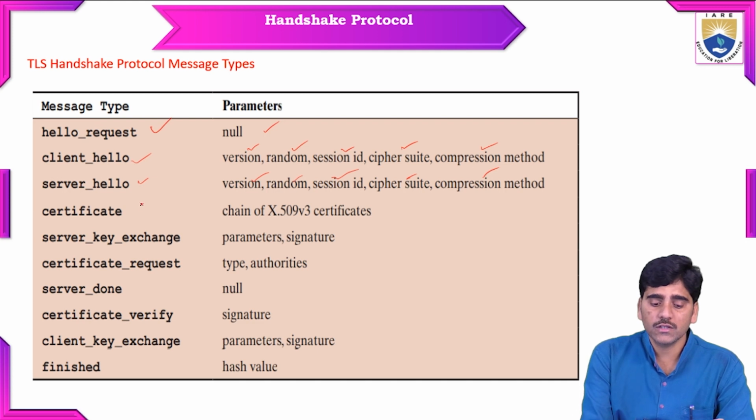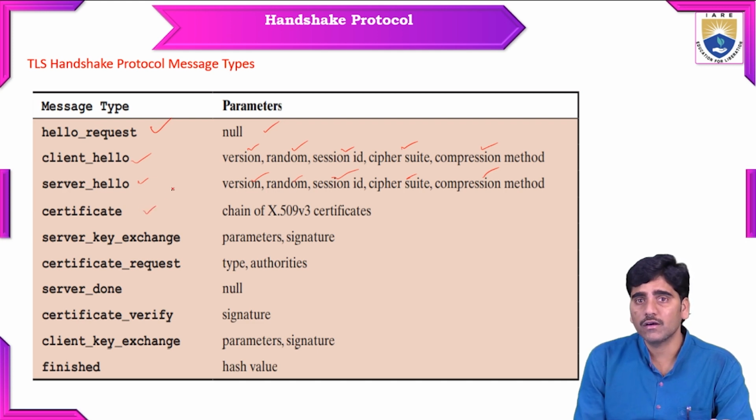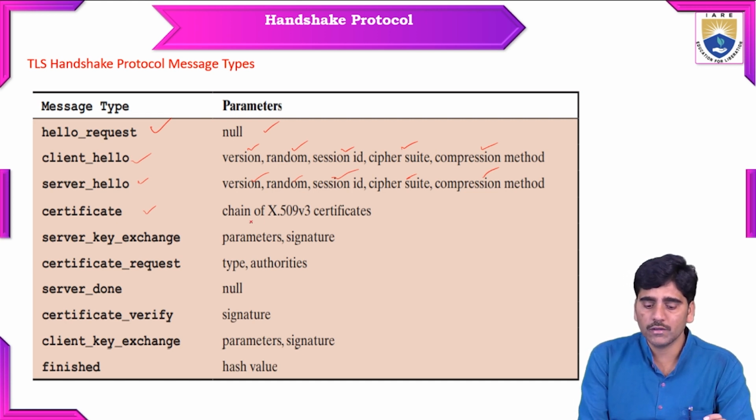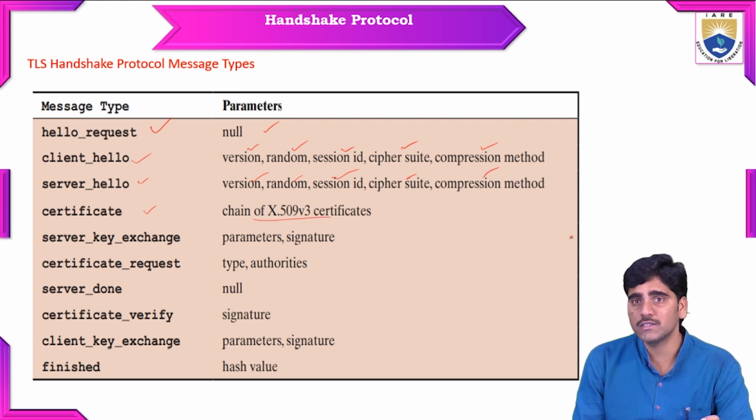And next one, certificate. Establishment of the connection involves a digital certificate and verification of the certificate. If the certificate is valid, then server and client can continue the communication for long. Or else, if the certificate is not valid, the connection is aborted. It carries a chain of X.509 version 3 certificates.